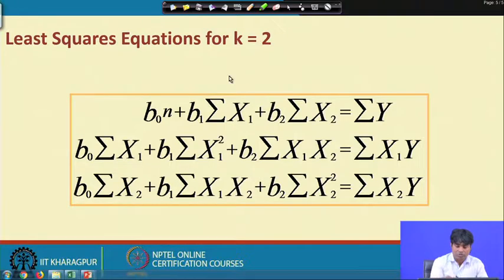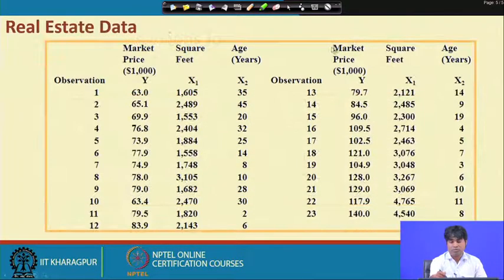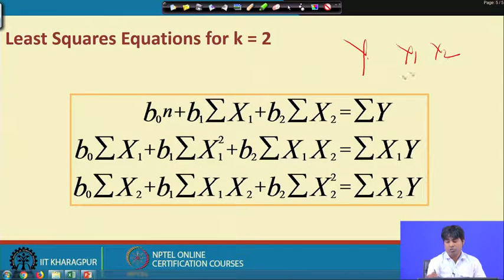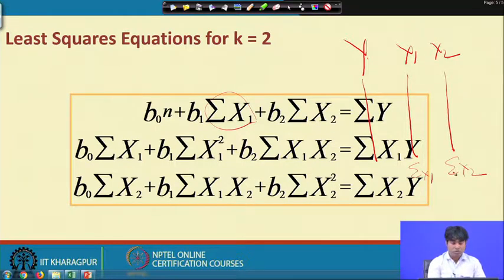So, for instance, your spreadsheet or data will give you something like this: y, x 1 and x 2. You must have the data. Now, summation x 1: here you will get summation x 1, and here summation x 2, then summation y.